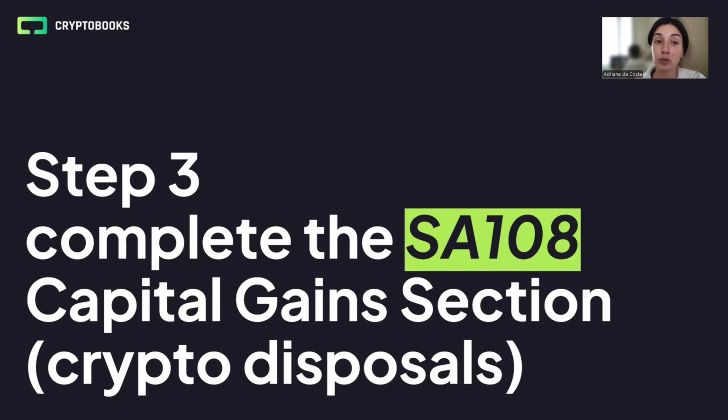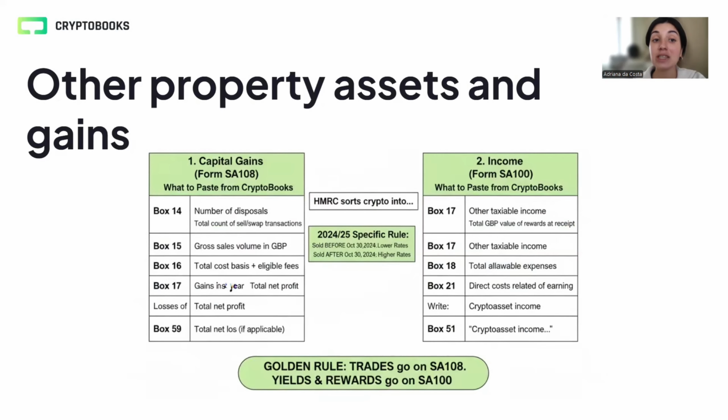Moving on to step 3, this is usually the part that scares people, but it's actually just a copy and paste exercise. Navigate to the section labeled Other Property Assets and Gains. Remember, we activated this in step 2. Look at your CryptoBooks PDF. It maps these numbers out for you clearly. Start with box 14, the number of disposals. This is a simple count of how many times you sold or swapped a crypto.